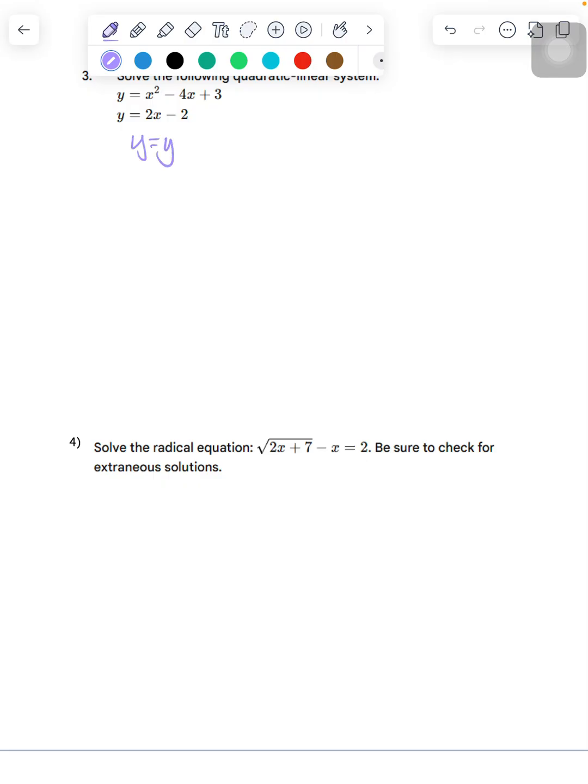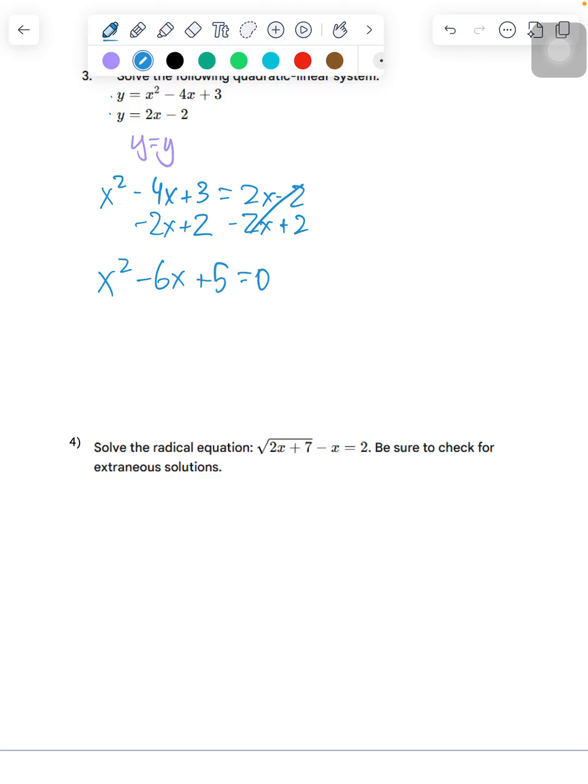Obviously, right? Let me get a different color. Y equals y, then I can set this y equal to this y. Then I can do x squared minus 4x plus 3 equals 2x minus 2. All right, there's a quadratic. I want to bring everything to one side, so I want to minus 2x plus 2, because I want this side to be 0. This will cancel out. I'm going to get x squared minus 6x plus 5 equals 0.